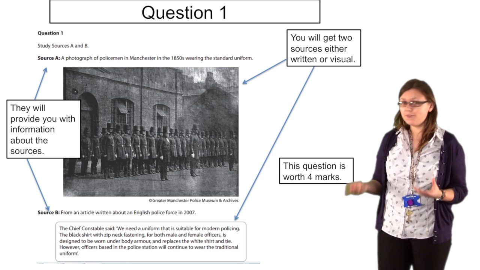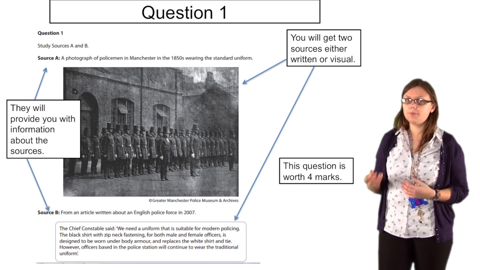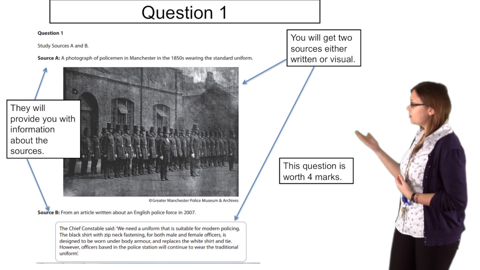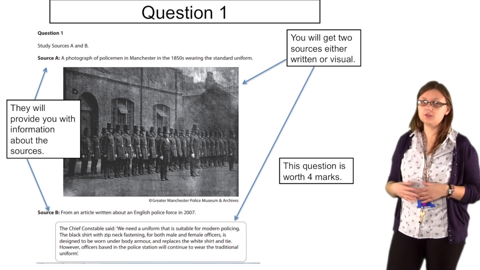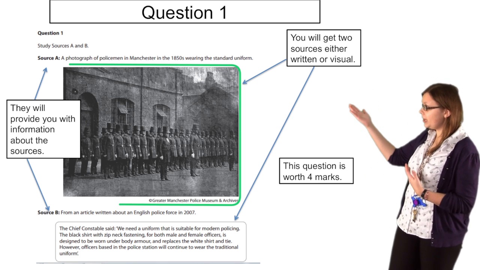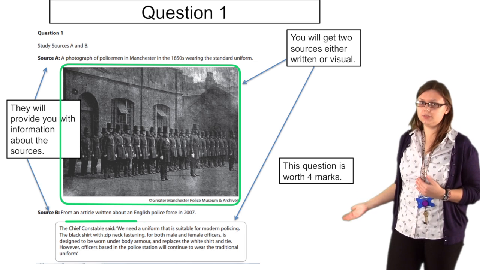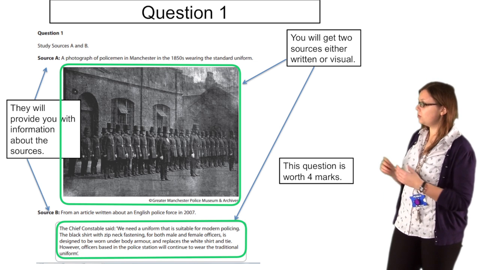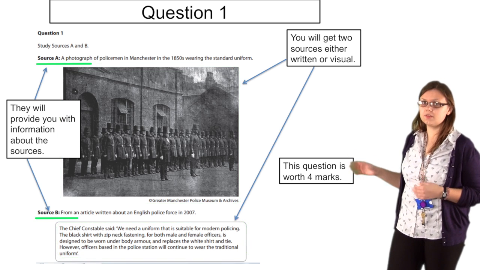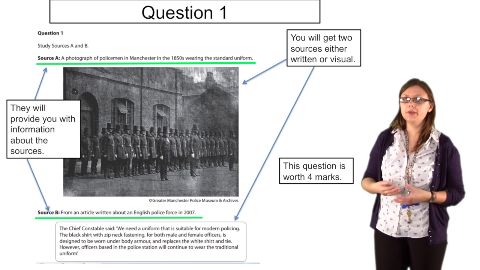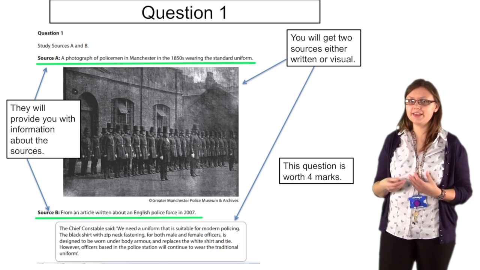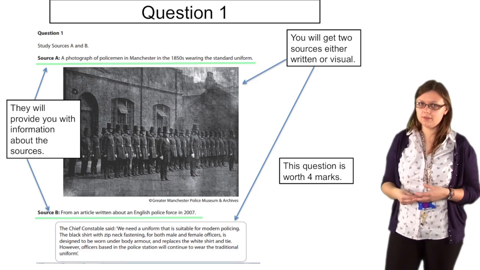Most important, as with every single question on this paper, is to think about the change. So for this question, you need to think about how police uniforms changed by looking at the picture and by looking at the modern written source. You also need to make sure that you look at the provenance on the sources. This will tell you where the sources come from, and this will give you vital information for thinking about how you're going to write your answer.